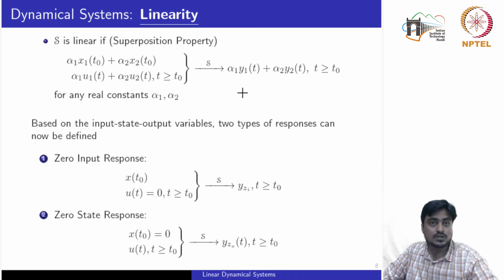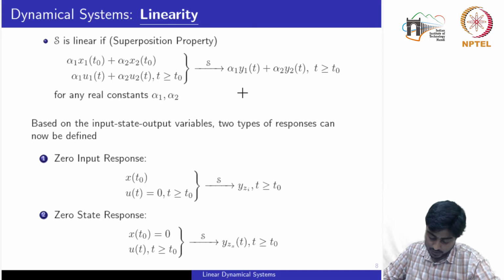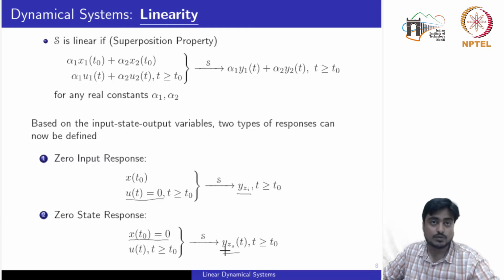Now based on the input, state, output variables, we will define two types of responses. First is the zero input response and second is the zero state response. So as the name suggests, in the zero input response we put u(t) equal to 0 for all t greater than or equal to t0, and for the zero state response we put the value of the state at time t0 equal to 0, and corresponding to these two responses we denote y_zi, that is the zero input response, and y_zs, the zero state response.